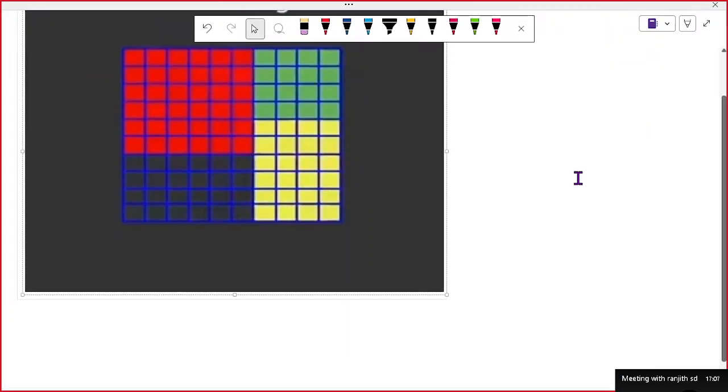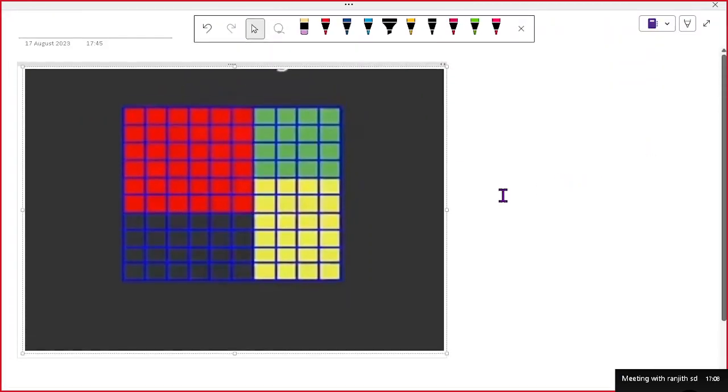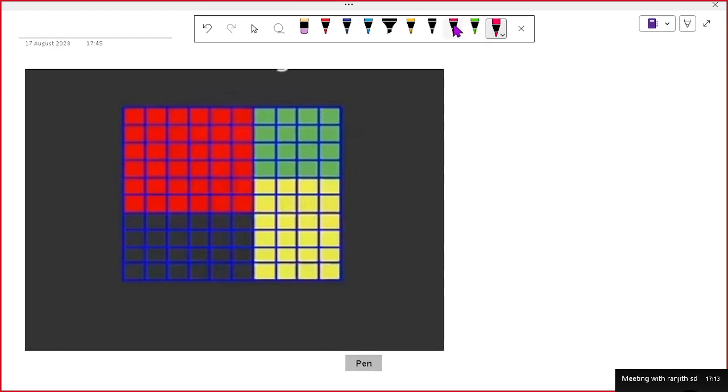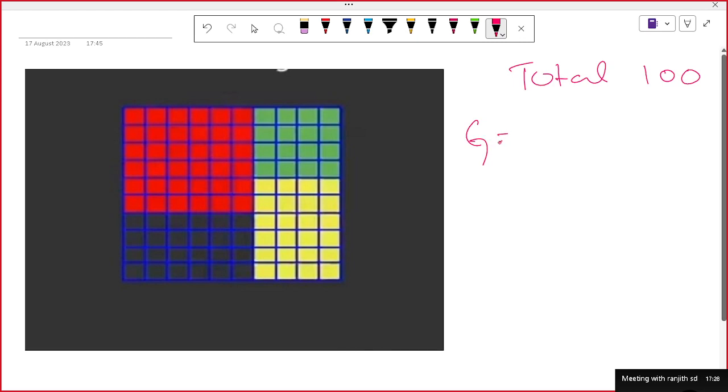Let's consider this. In total there are 100 small squares. Can you see this image? Can you count how many green squares we have? What's the fraction? Numerator by denominator, right? The numerator is the number of green squares present.